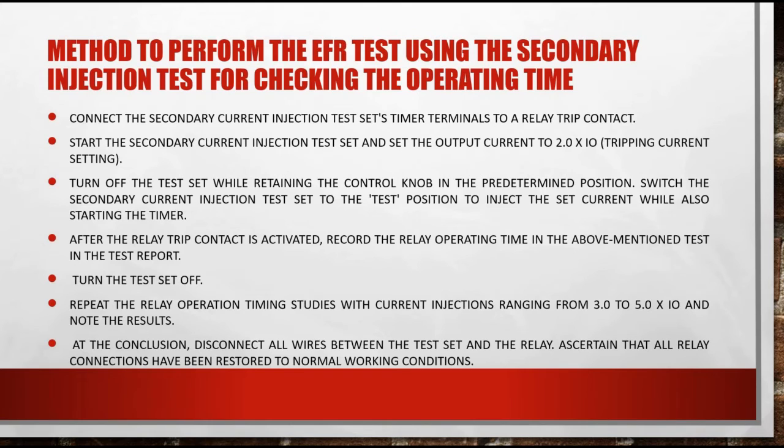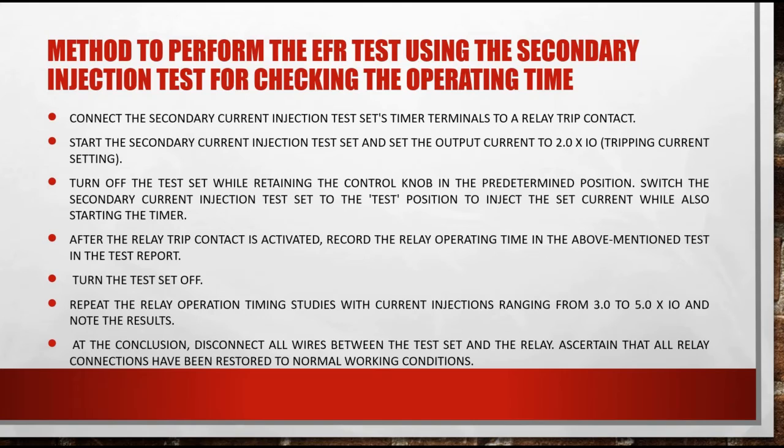Next, the method to perform the EFR test using the secondary injection test for checking the operating time. First, connect the secondary current injection test set timer terminals to a relay trip contact, and then start the test set and set the output current to 2.0 multiplied by I output, or the tripping current setting. Then turn off the test set while retaining the control knob in the predetermined position. Switch the test set to the test position to inject the current while also starting the timer.